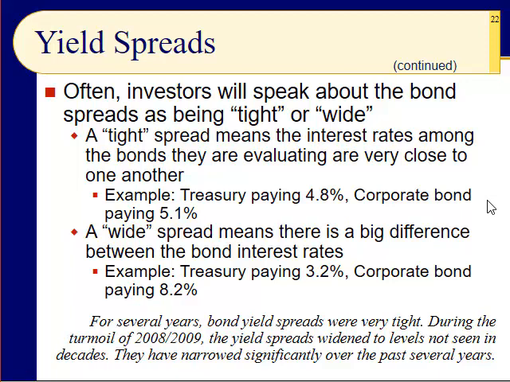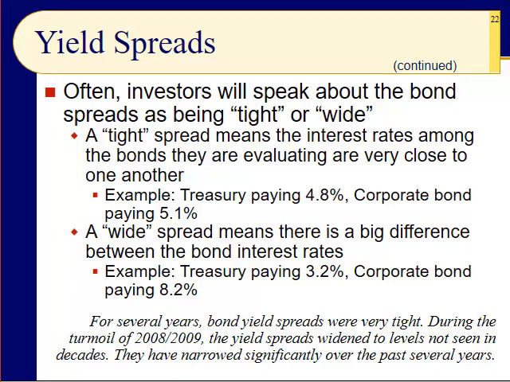0.3%. Whereas here we're looking at 500 basis points, 5%. For several years throughout the 2000s, bond yields were very tight, and then during the Great Recession, they widened to levels that had not been seen since the Great Depression. And now, as we've seen, they have narrowed significantly. Now, what does this portend for the future?